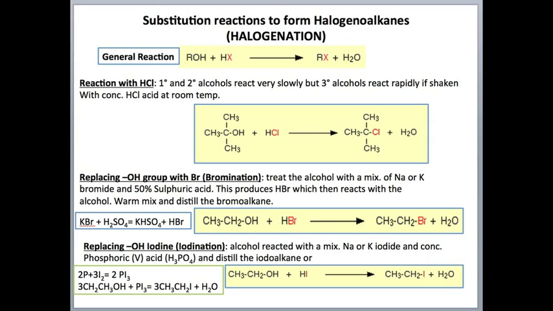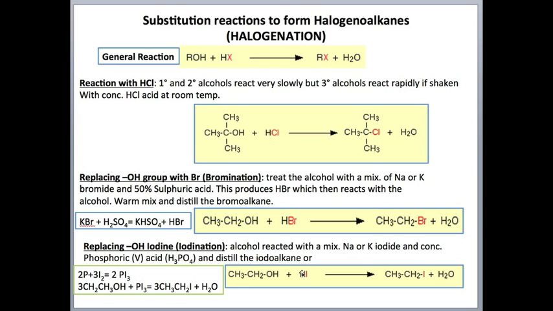So what about a reaction where the OH group is replaced by iodine? This is also referred to as iodination. Again, the alcohol is reacted with a mixture of either sodium or potassium iodide and concentrated phosphoric acid. And then we distill the iodoalkane.